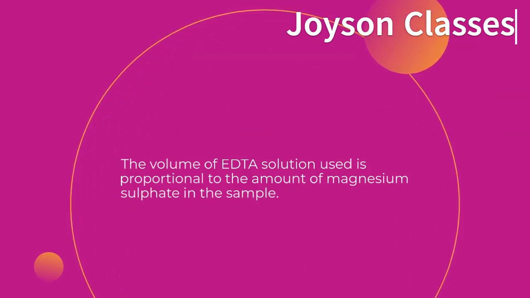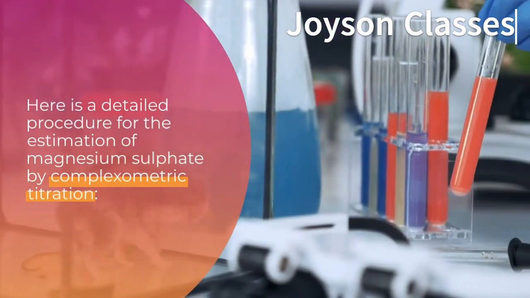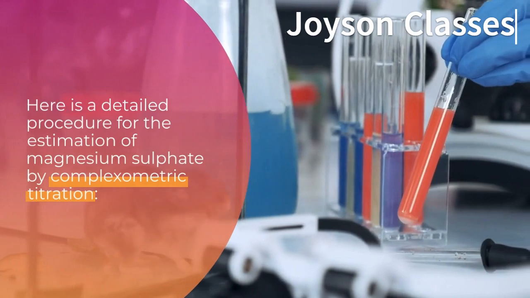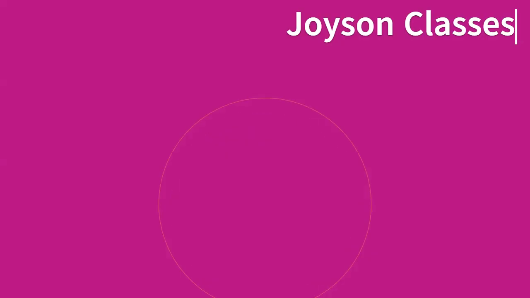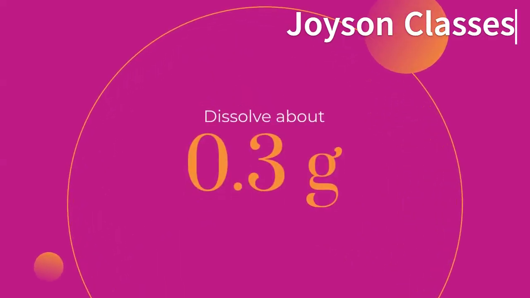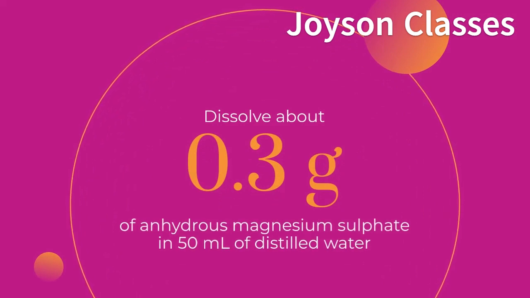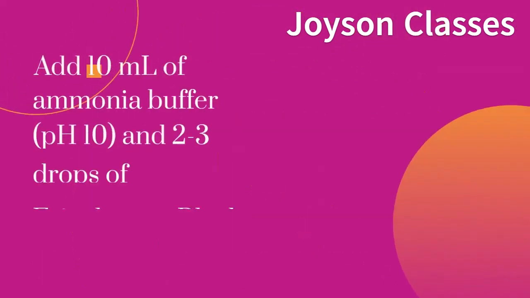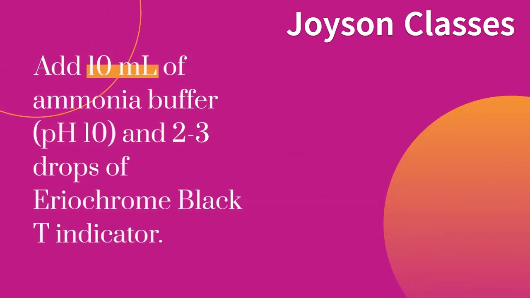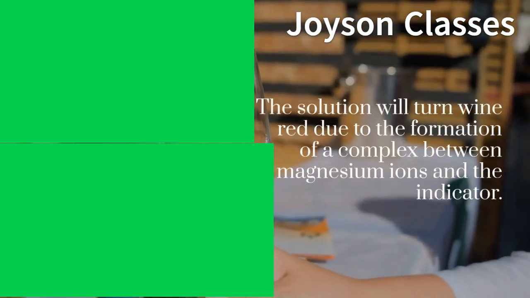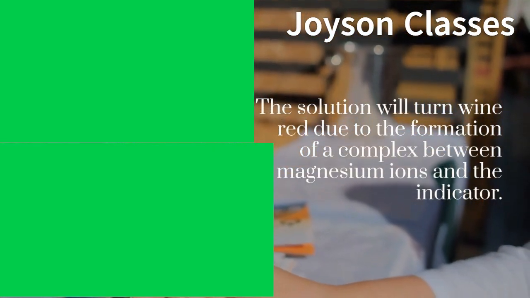Here is a detailed procedure for the estimation of magnesium sulfate by complexometric titration. Dissolve about 0.3 g of anhydrous magnesium sulfate in 50 ml of distilled water. Add 10 ml of ammonia buffer, pH 10, and 2 to 3 drops of Eriochrome Black T indicator. The solution will turn wine red due to the formation of a complex between magnesium ions and the indicator.